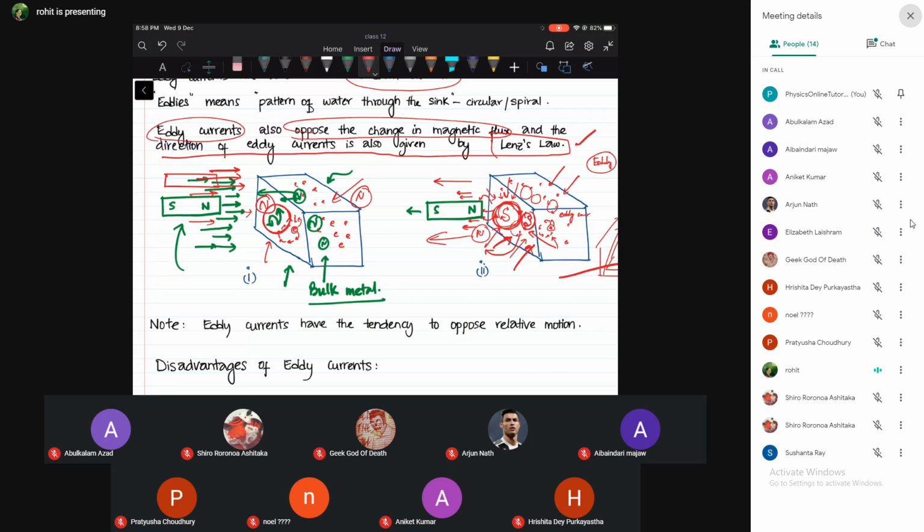So what is going to happen? Tell me, guys. Is the motion of this north pole, the whole magnet going away and coming to the metal piece, are we helping this motion or are we destroying the motion? What do you think?